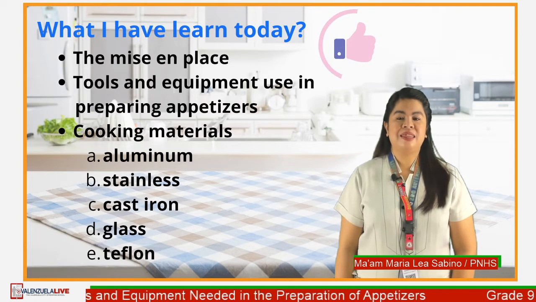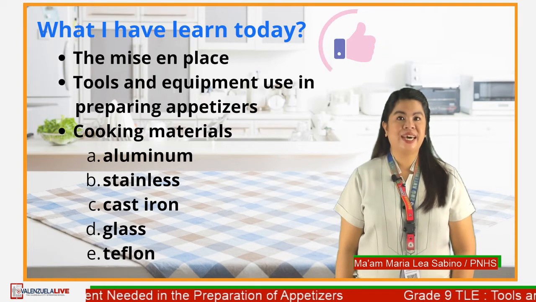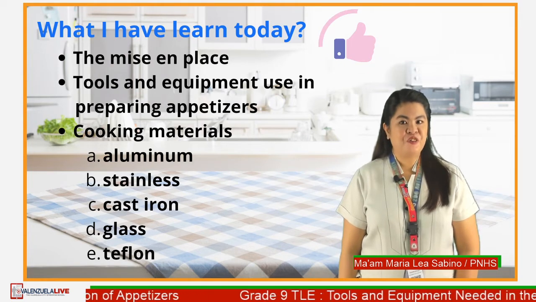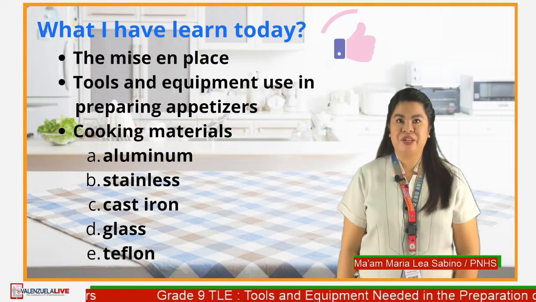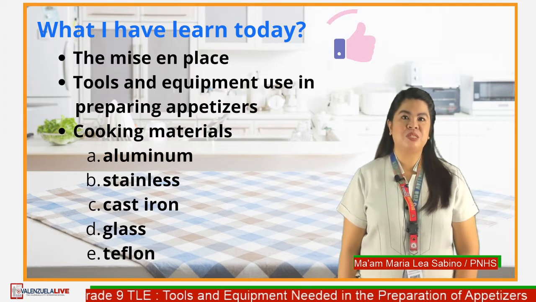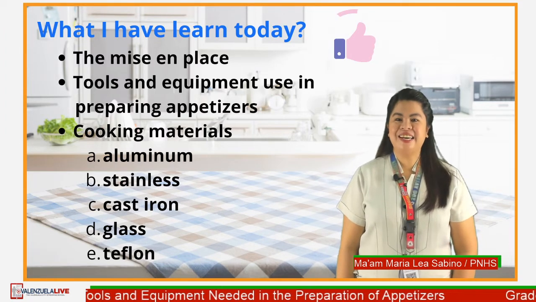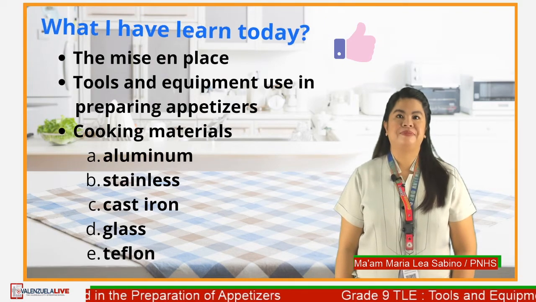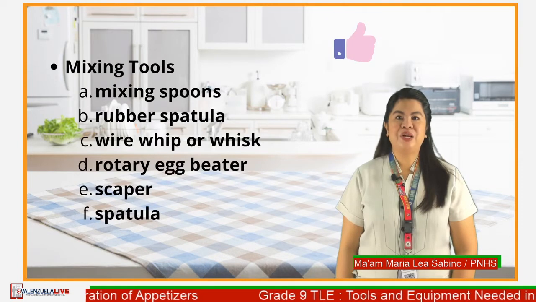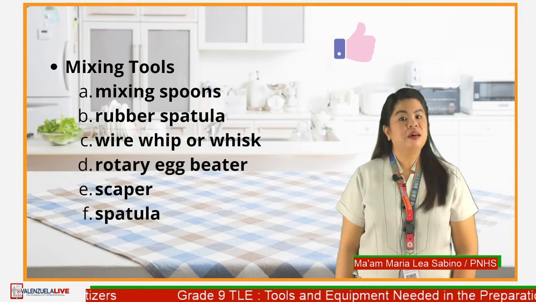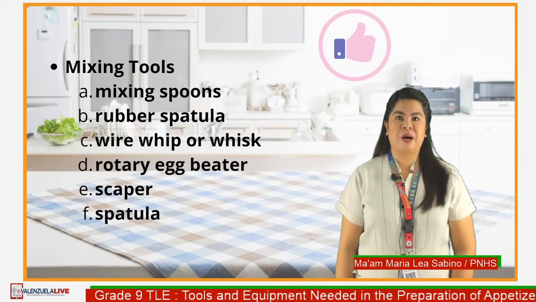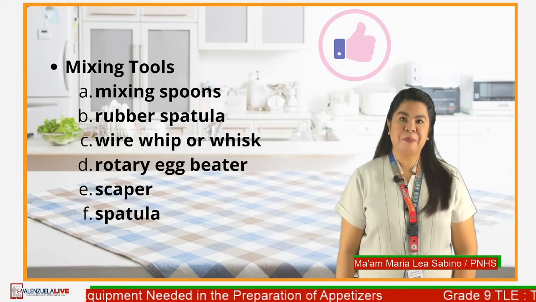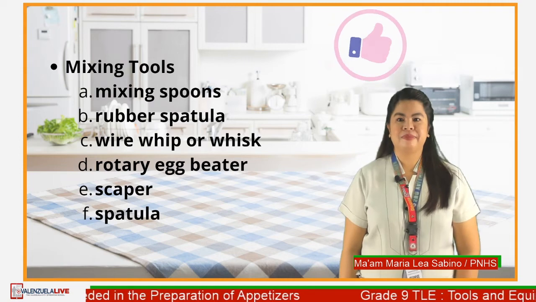First, the mise en place. Second, the tools and equipment used in preparing appetizer. First is the cooking materials. Under the cooking materials, we have the aluminum, stainless, cast iron, glass, and Teflon. Under the mixing tools, we have mixing spoons, rubber spatula, wire whip or whisk, rotary egg beater, scraper, spatula.